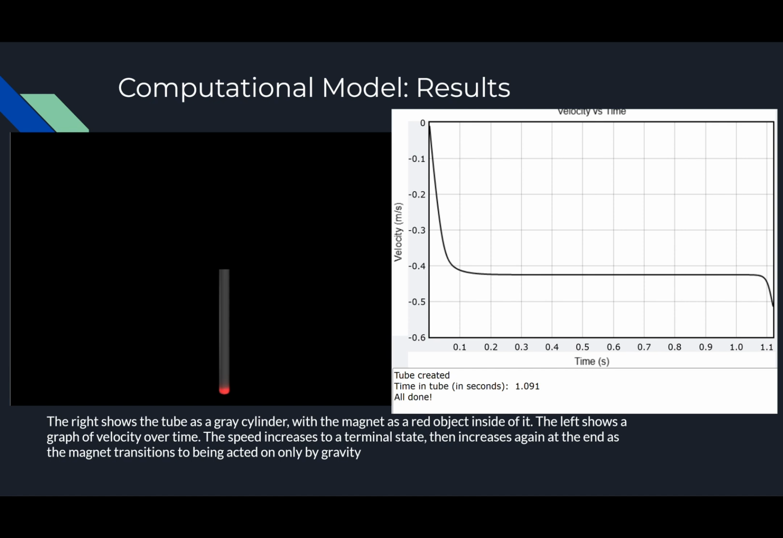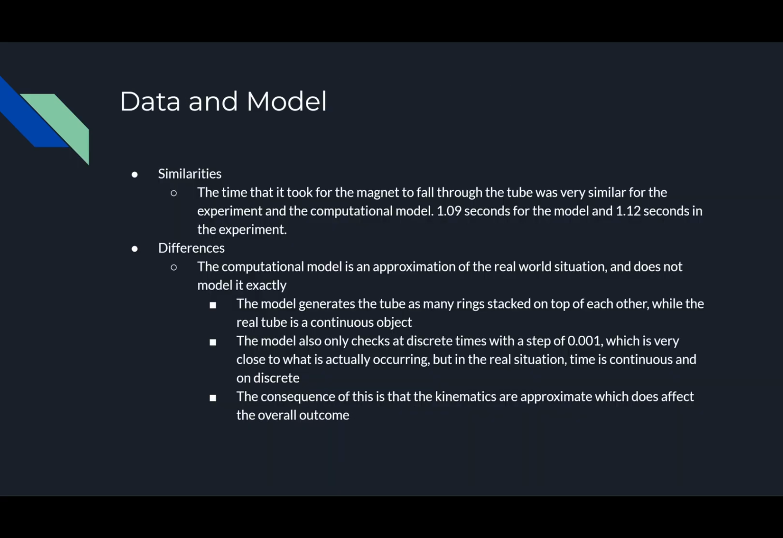So then our results show the tube as a gray cylinder, the magnet as a red object, and on the left is a graph of velocity over time. So the speed increases as you enter the tube, and then it levels off at a terminal state, and then increases again as the magnet transitions to only being acted on by gravity.